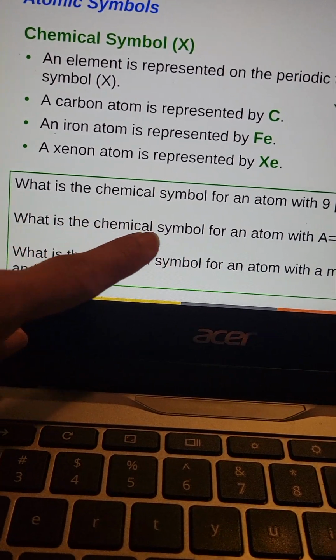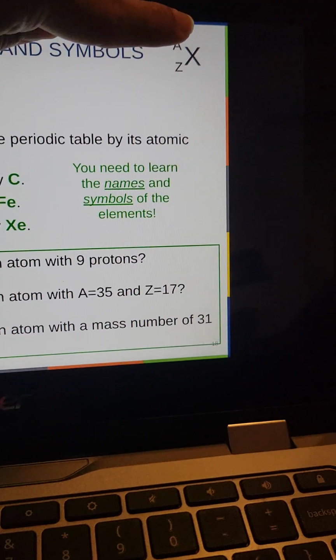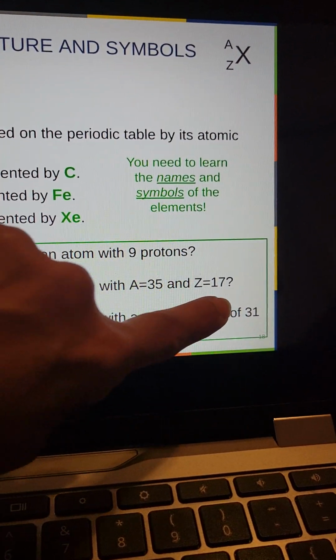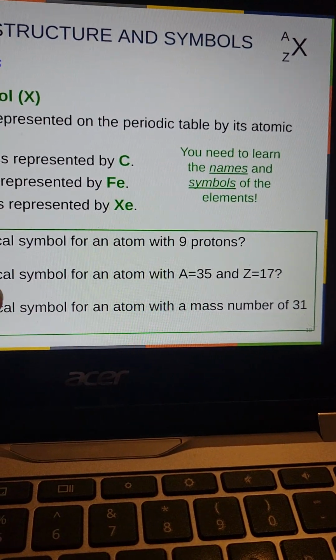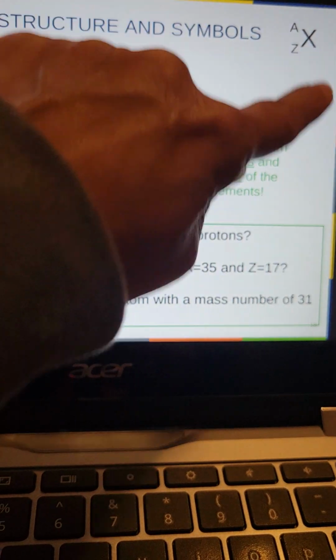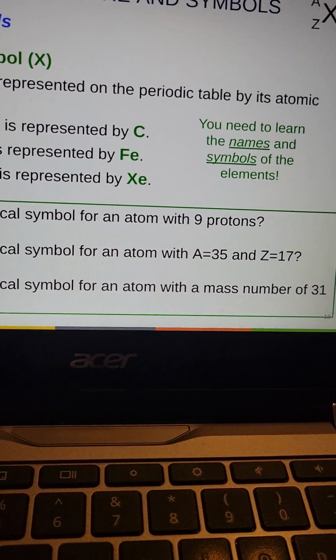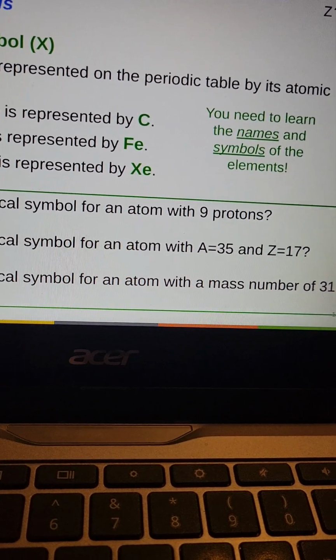Okay. What is the chemical symbol for an atom with A equaling 35? So A, remember, is the mass number, and Z equals 17. So if we want the chemical symbol for it, all we care about is the 17, which is the atomic number. So we go look up what atomic number is 17, which is chlorine. So capital C, lowercase l.